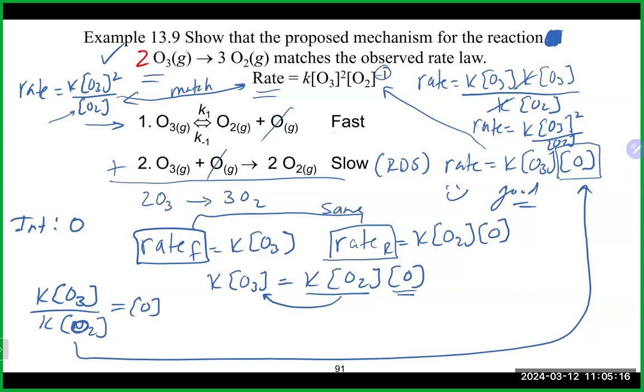So that's what it's asking here: prove that it matches, or really prove that this is a plausible mechanism. Some of the questions will just straight out ask you that, and it might even give you several different mechanisms and ask which ones are plausibly good mechanisms or not. You may have to do it for different numbers of mechanisms.